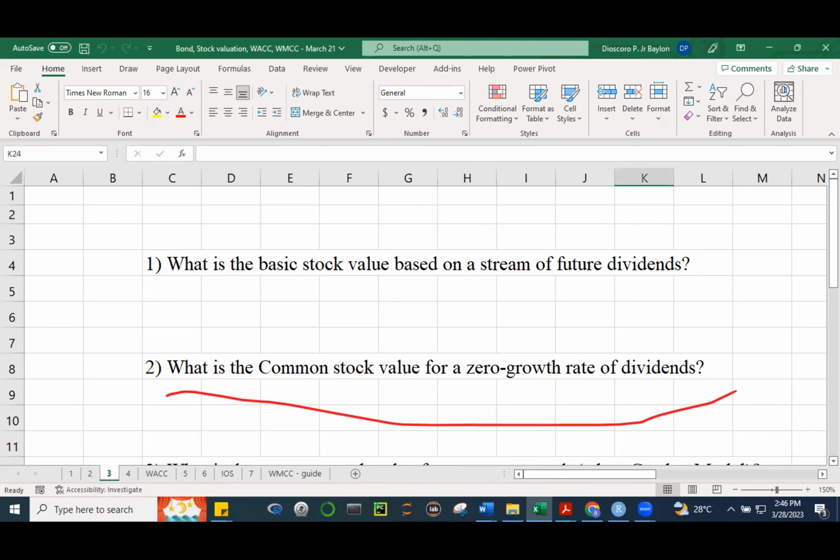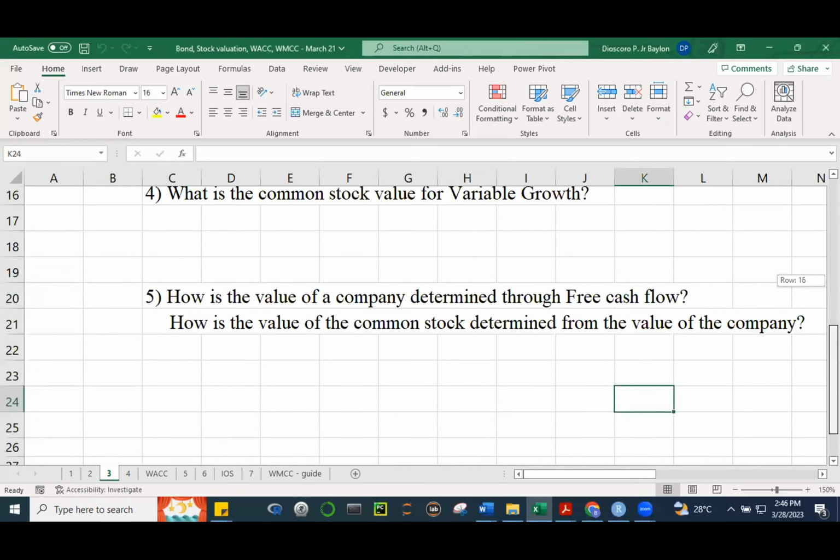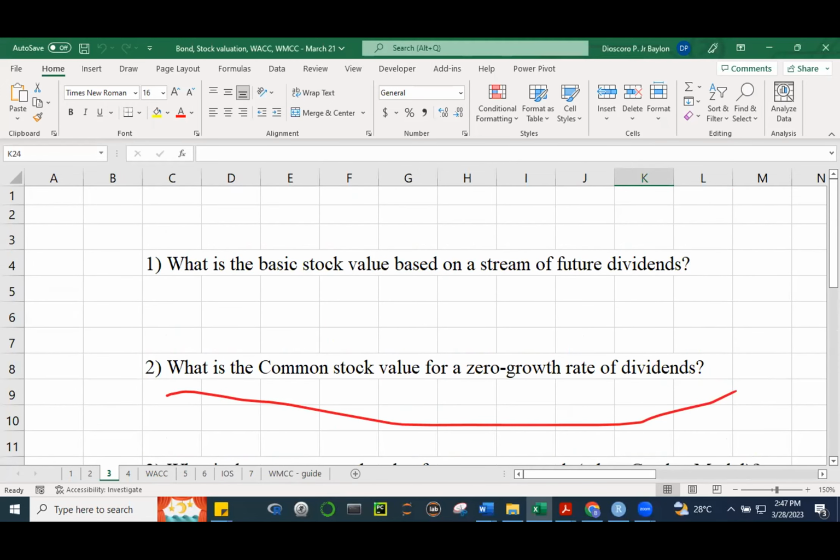Okay, so we have some questions here on valuation. These are generic questions, and it's best to answer this using examples. But let's just take a look at the question itself, and then let's see how this is generally answered.